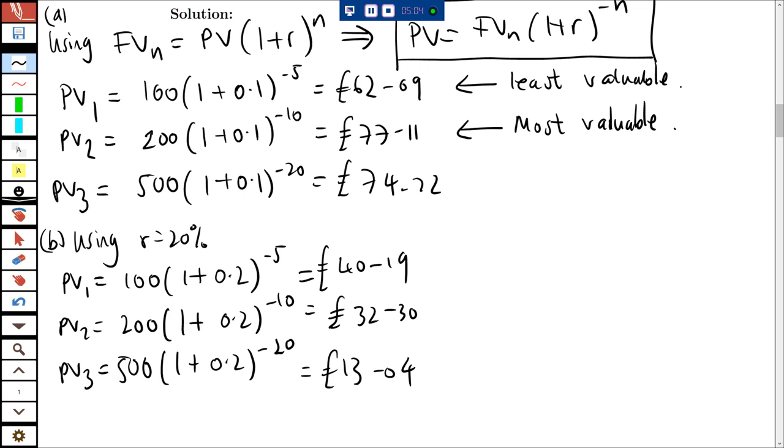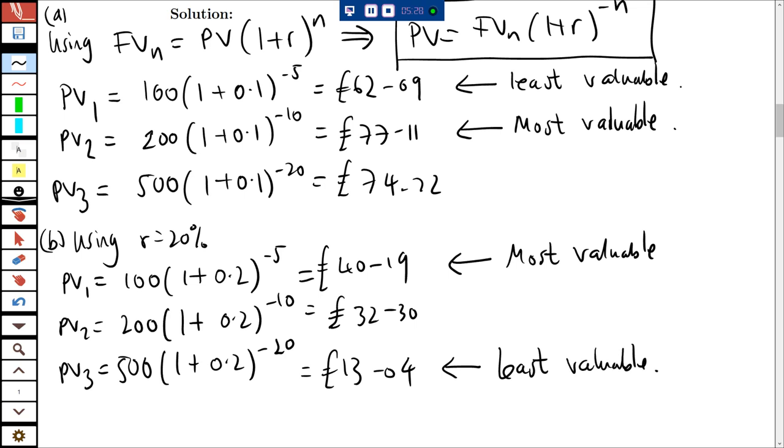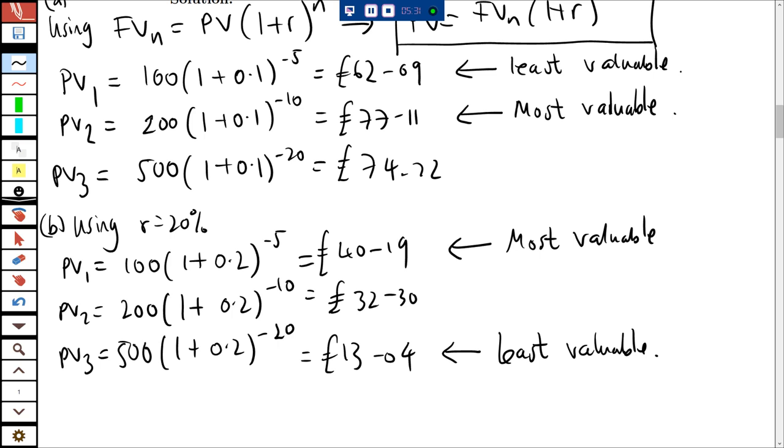So the most valuable if interest rates were 20% would be the first one, the £100 in 5 years, and the least valuable would be the £500 received in 20 years. Okay, so there you go. That's the solution to question 1, tutorial 1.